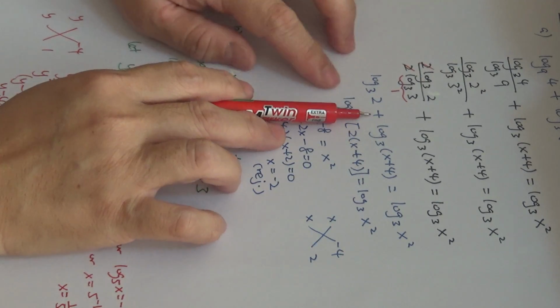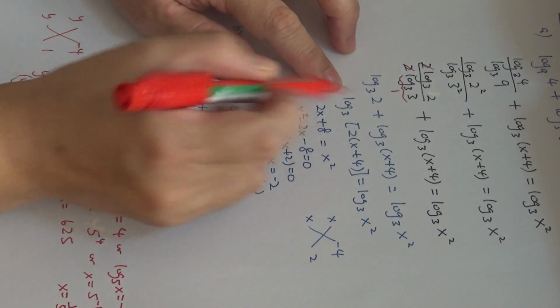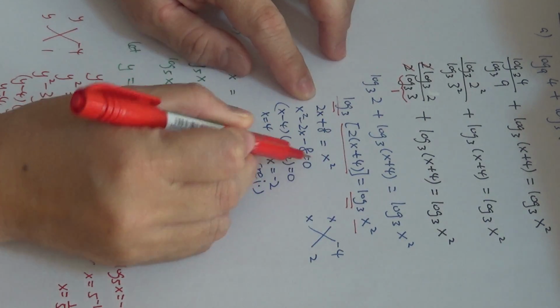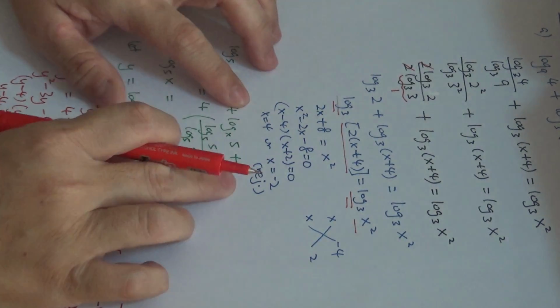Now because this is a plus, I can combine them, and because this is log 3, I can simply equate the inside here, get a quadratic equation and solve.